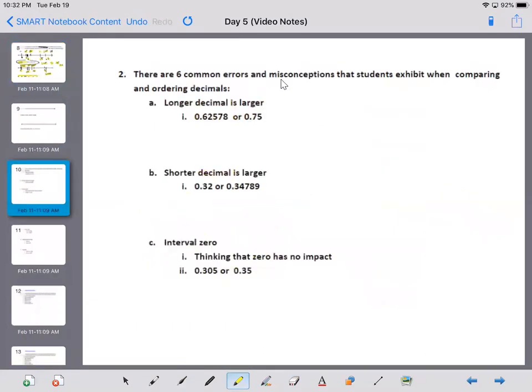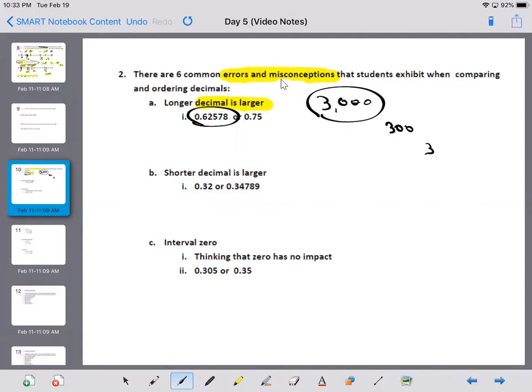These next two slides, and we'll wrap up part one, where we want to look at common errors. These common errors and misconceptions of the students. So when you think about it, the longer decimal is larger. Well, so far, students have known, we look at 3,000 compared to 300. Well, 3,000 is a bigger number, even compared to 3. It's got more digits. So a misconception that students have when they translate that to decimals is that the longer number of digits would be larger, and that's not the case because 75 hundredths is much larger than this one.